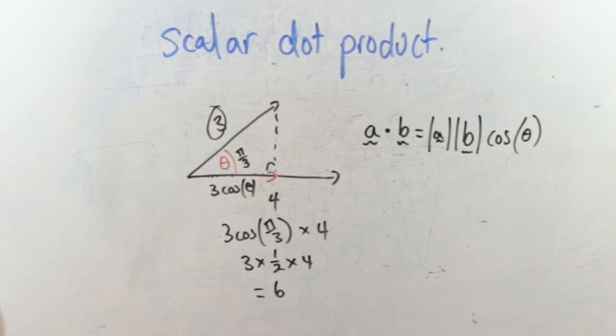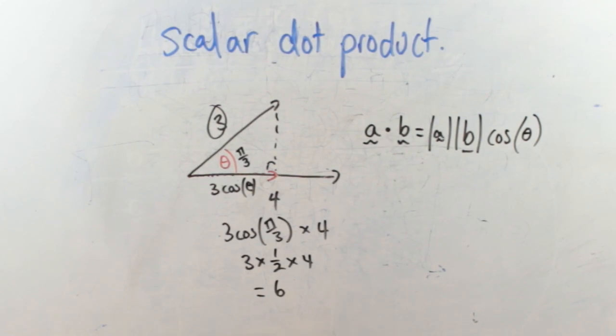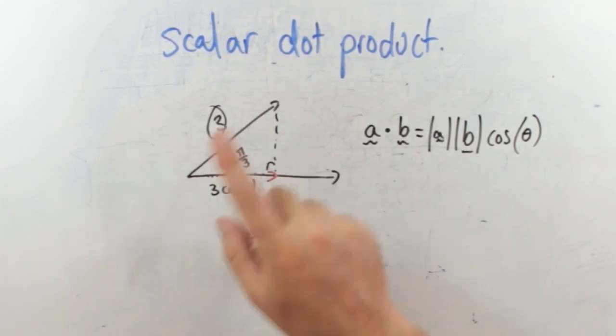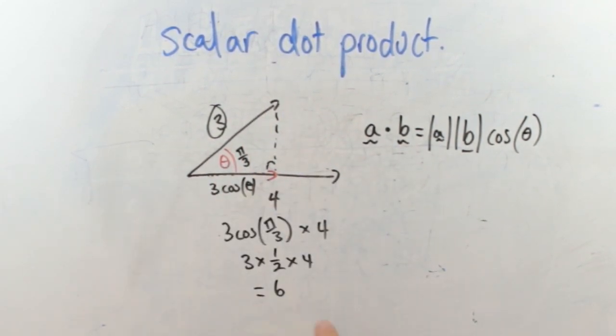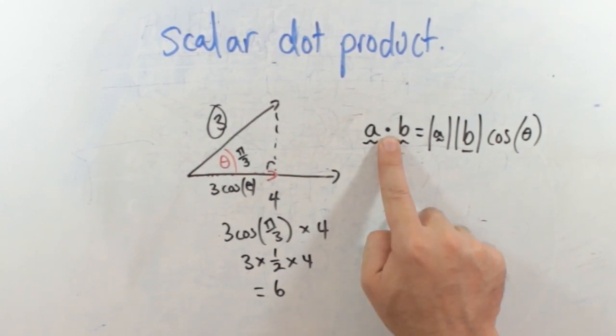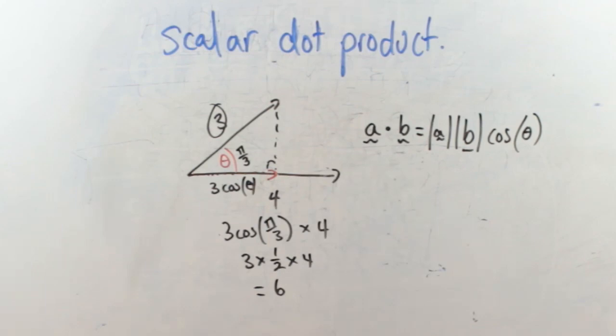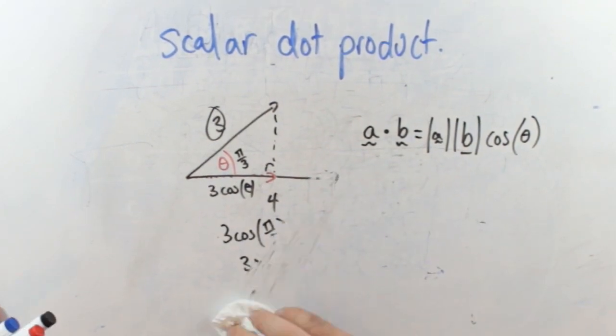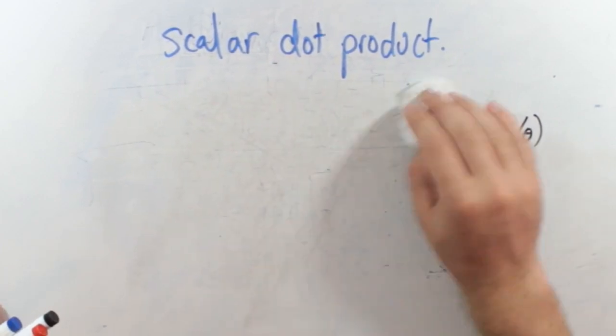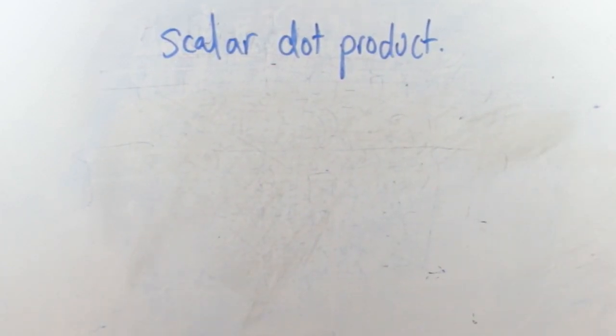Now this process of multiplying two vectors together is not the only process. We can multiply two vectors together and get out an actual vector. We call it the cross product. But when we use a little dot like this, we're talking about a scalar product, and we always just get a number out, a scalar quantity rather than a vector quantity.